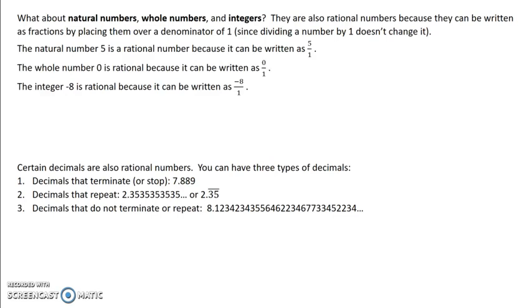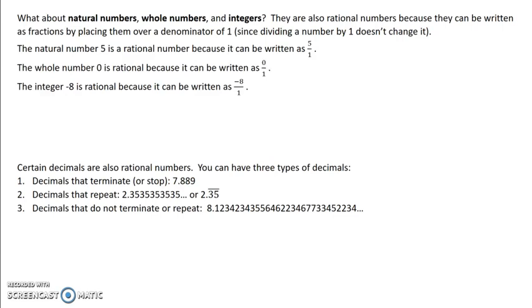So in the last video we left off saying that mixed numbers and fractions are rational numbers. But let's talk about what other types of numbers are rational numbers. So what about natural numbers, whole numbers, and integers? Well, they are also rational numbers because they can be written as fractions by placing them over a denominator of 1. We can do this because dividing a number by 1 doesn't change it, right? Anything divided by 1 is just that number.